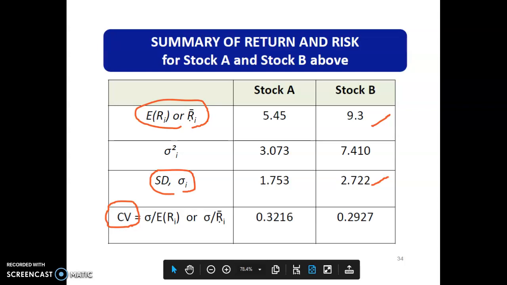So when you do the selection, you must choose the lowest CV. In this case, it is stock B. The lowest CV means that for every return that you get, this is the risk that you get involved in. Alright, meaning the risk is lower.